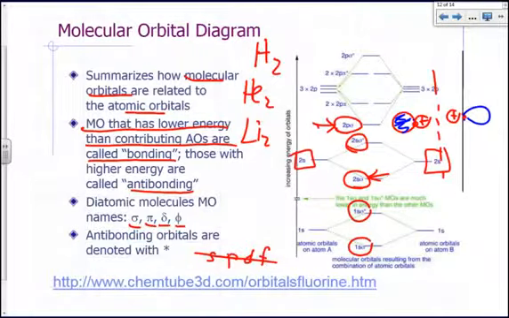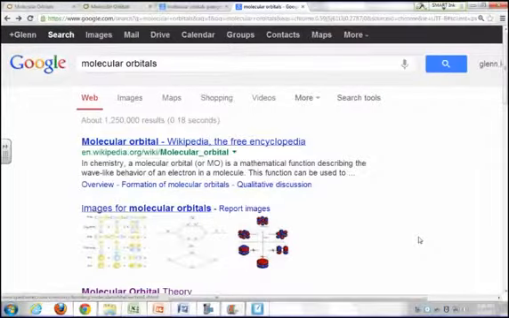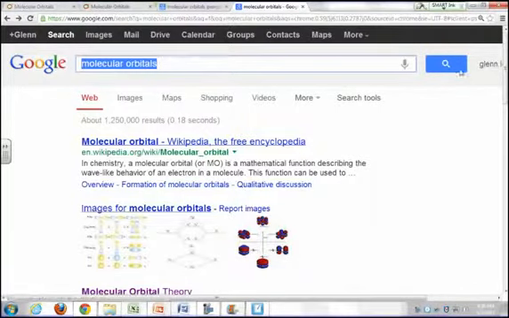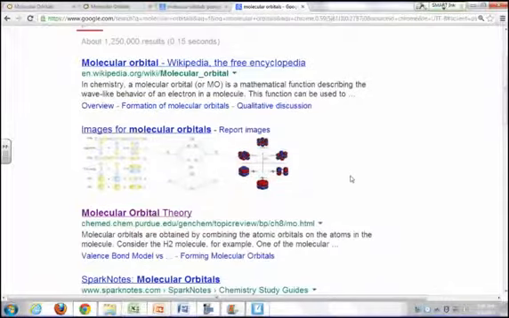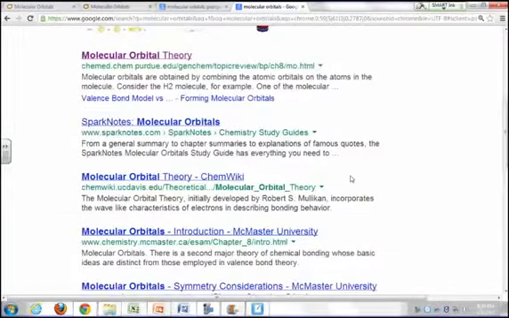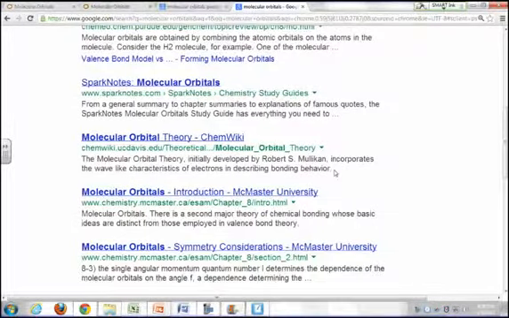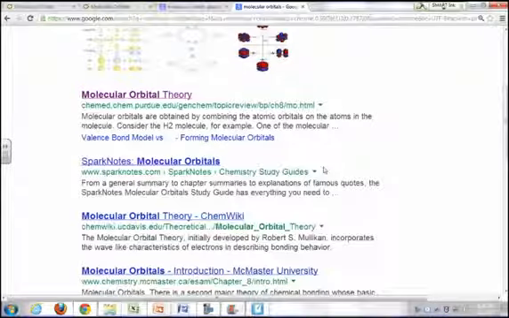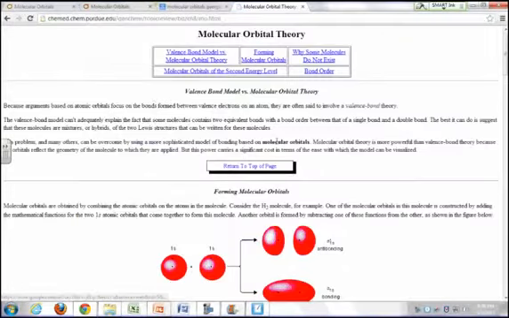Okay. If you do an internet search for molecular orbitals, there are a lot of websites that will give you very nice images to help you visualize how molecular orbitals are constructed from atomic orbitals. So here's a search that I just did. One of the better ones to look at is the one from Purdue University, this one right here, chemed.chem.purdue.edu. That particular link is pretty nice.